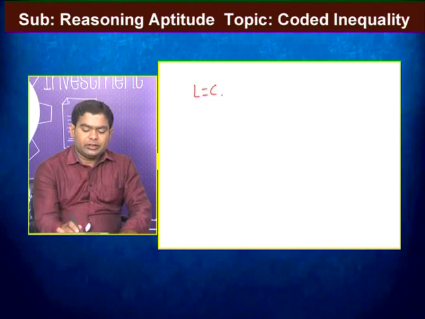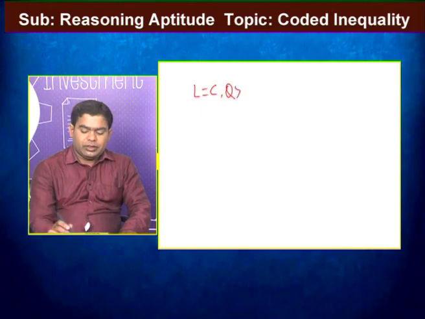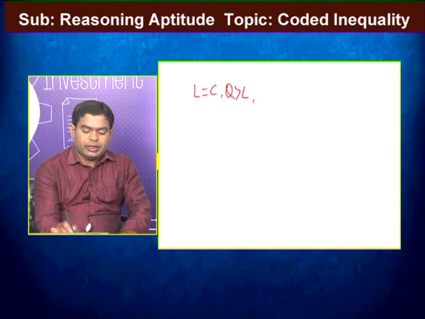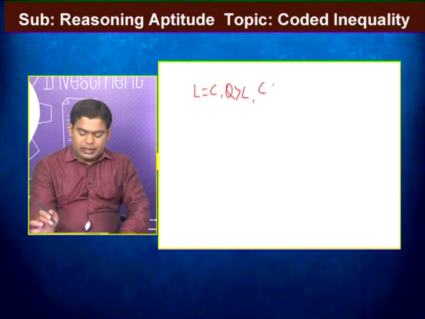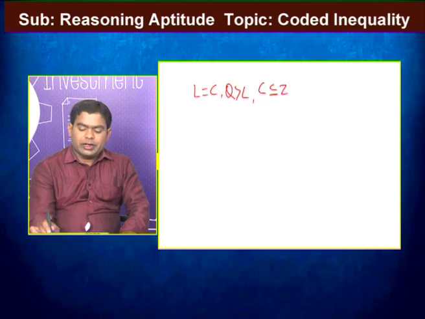Delta is denoted equal. That means L equal to C. And the statement is Q at the rate L. That means Q greater than L. Again the statement is C nabla Z. Nabla means less than or equal to Z.